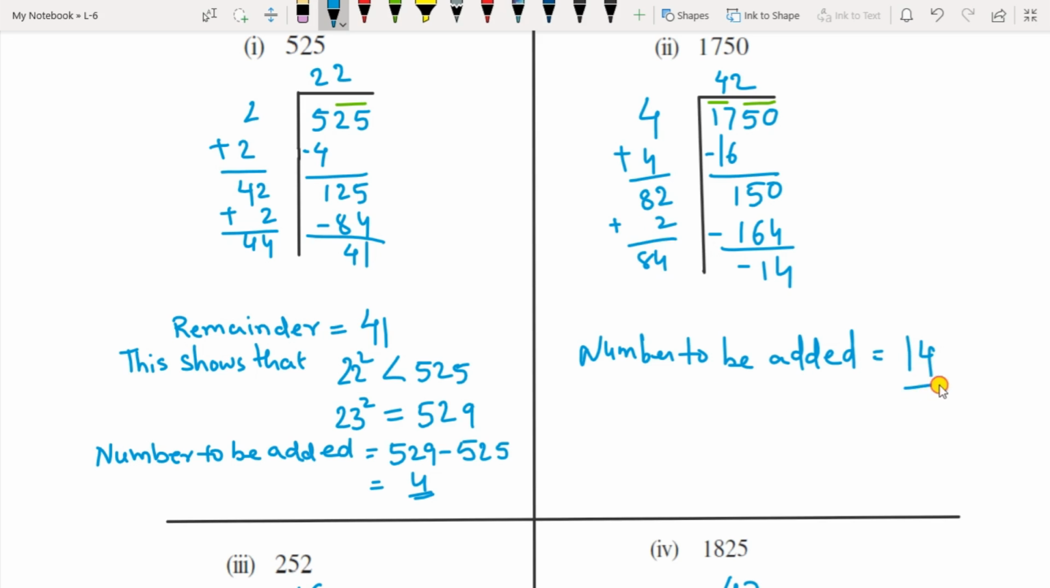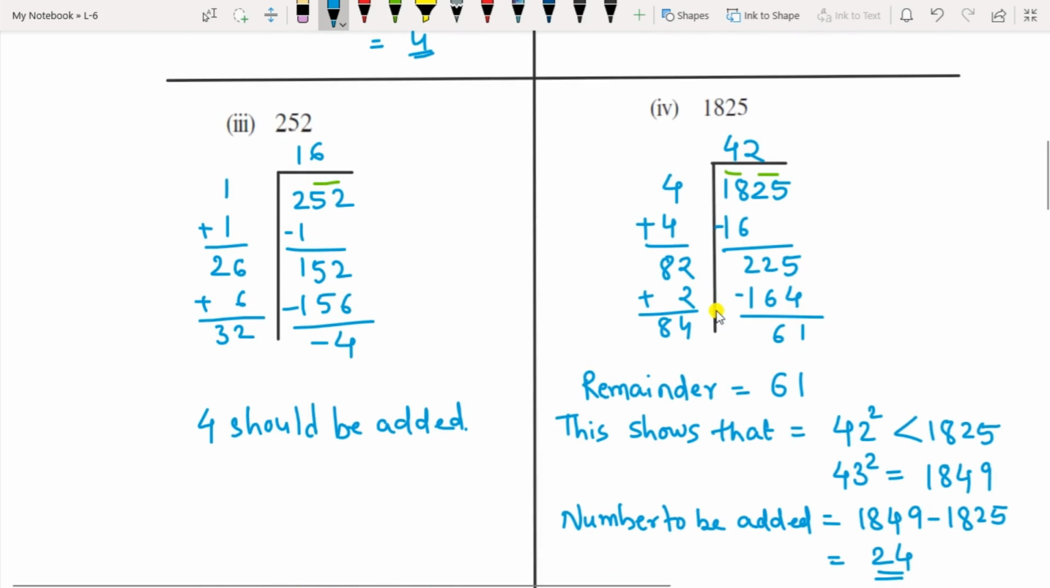This shows that 1750 is 14 less than a perfect square number. So you have to add 14 to this number, then the number becomes a perfect square number. So this is the second method. For the other questions I have done it here. For 252, I have done it by the second method.